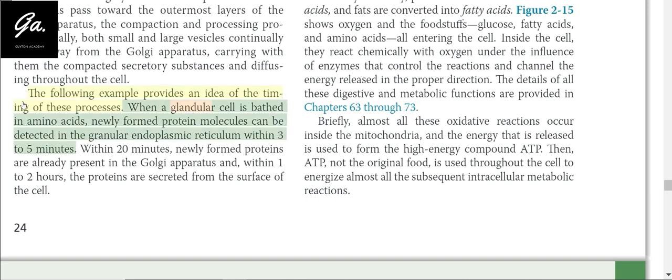When a glandular cell is bathed in amino acids, newly formed protein molecules can be detected in the granular endoplasmic reticulum within 3 to 5 minutes. Within 20 minutes, newly formed proteins are already present in the Golgi apparatus and, within 1 to 2 hours, the proteins are secreted from the surface of the cell.